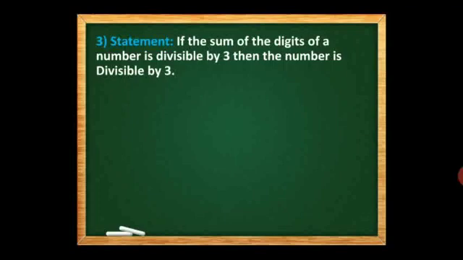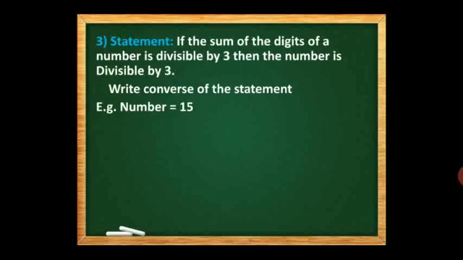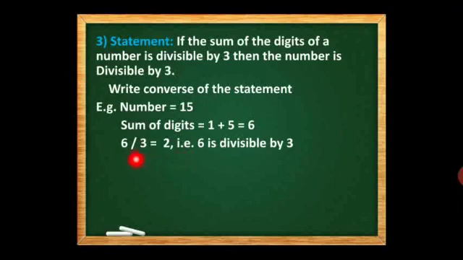This is the divisibility test for 3, which you have already learned. Still, let us see one example for this. A number 15 is given and we have to check whether it is divisible by 3 or not. Therefore, the sum of digits is 1 plus 5, which is 6. And when we divide the 6 by 3, we get 2. That is 6 is divisible by 3. That means the given number 15 is divisible by 3.